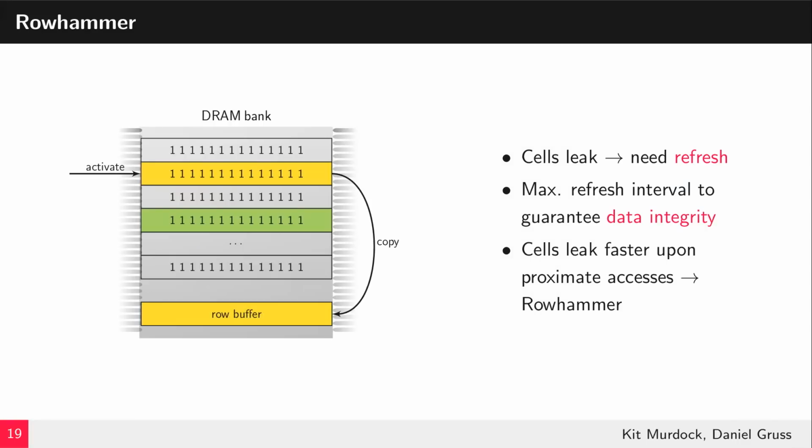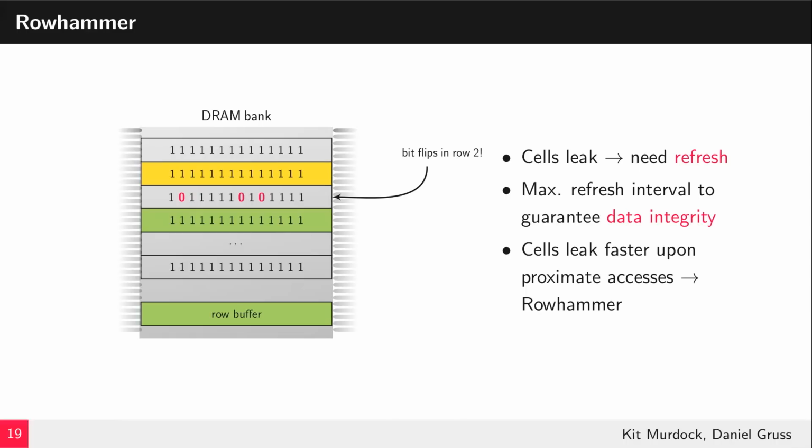So it works pretty much like this. You read from a row, you copy it to the row buffer. The problem now is these capacitors leak over time, so you need to refresh them frequently. And they have a maximum refresh interval defined in a standard to guarantee data integrity. Now, the problem is that cells leak fast upon proximate accesses. That means if you access 2 locations in proximity to a third location, then the third location might flip a bit without accessing it. And this has been exploited in different exploits.